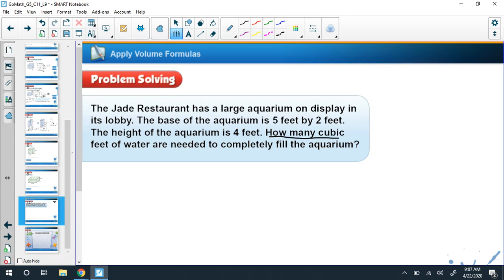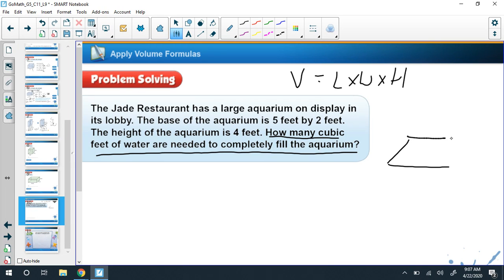So I'm going to look at my final question, right? How many cubic feet of water are needed to completely fill the aquarium? Cubic feet gives me a hint here that I need to know the volume of this aquarium. So again, volume is length times width times height. I'm going to draw a quick picture just to make sure that I have all of the information I need out of my story problem. So the aquarium is 5 feet by 2 feet, and then it is 4 feet tall.